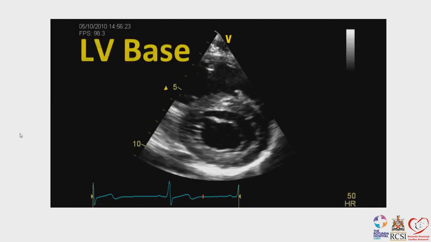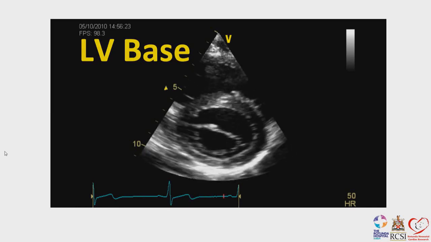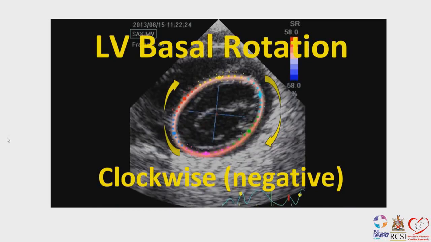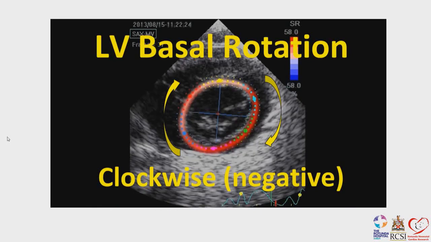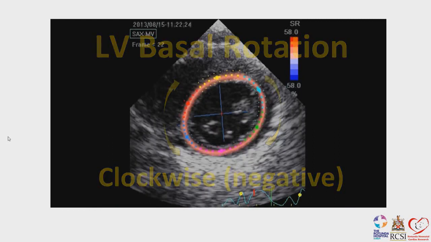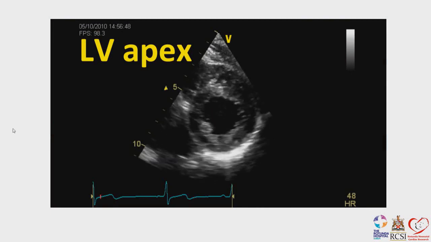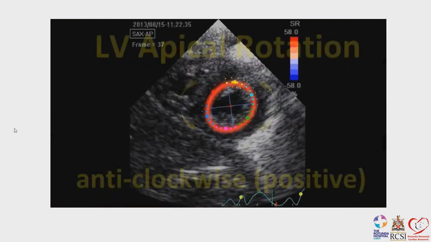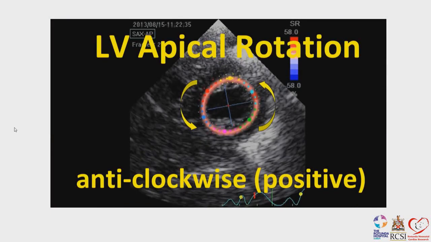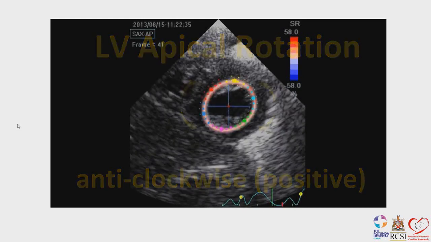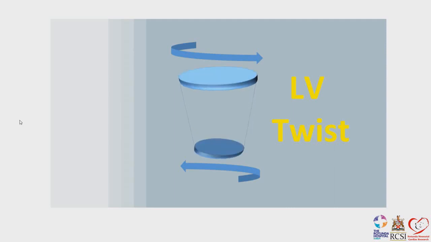So this is a short axis parasternal view at the level of the mitral valve. So this is the base of the heart. And utilising speckle tracking echocardiography, we can determine the degree of basal rotation, and the base is moving in a clockwise fashion. It's denoted as a negative deflection. And then the apex of the left ventricle is moving in an anti-clockwise fashion, which can be detected again by speckle tracking echocardiography. And we can determine the degree of anti-clockwise rotation of the apex, and that's denoted as a positive deflection. So the net effect of the clockwise basal rotation and the anti-clockwise apical rotation is your left ventricular twist.